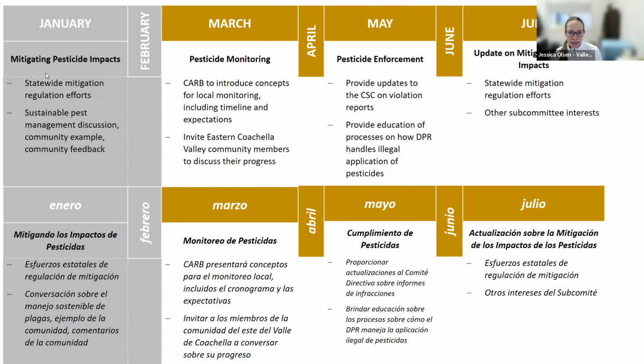So we talked a lot last meeting about the statewide mitigation efforts. We still need to address some of the sustainable pest management discussions, and that will be moved to a future meeting. So don't worry, because we didn't get to that. But we did know that the next topic was going to be pesticide monitoring. So today we will hear from CARB, from DPR, and other partner agencies about how that will work. And one of the concepts you all had was maybe inviting a community partner who has addressed this with CARB to come today and talk to you all from a community perspective. And so we're really fortunate today to have that be part of the presentation from CARB.